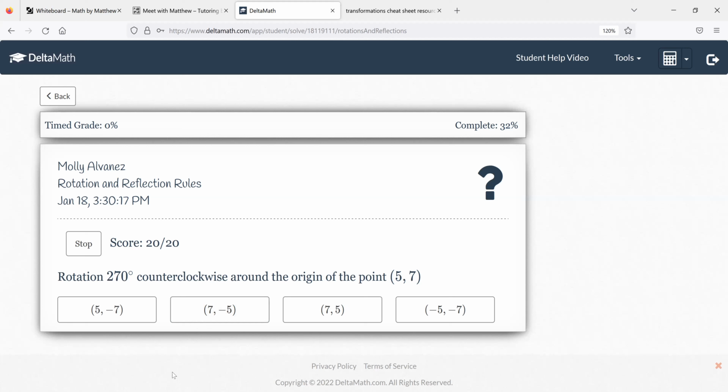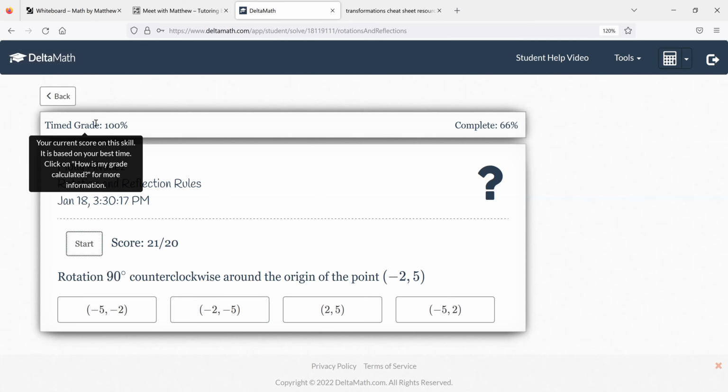Rotation, 270 counterclockwise. 7, -5. Yes, 7, -5. That looks to be right. Okay, when do we stop on these? Right here is fine. All right, so I'll hit the stop. There you go. I got 100%. That's good. Okay, let's go back here.